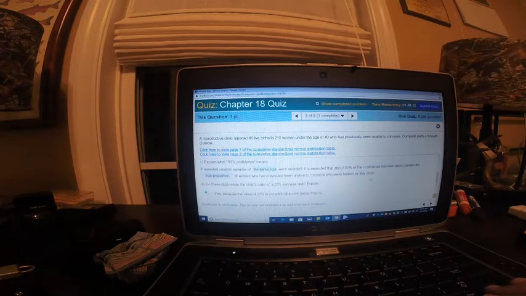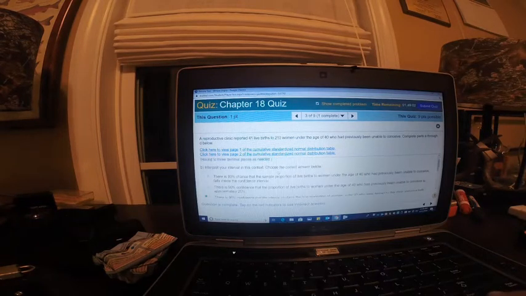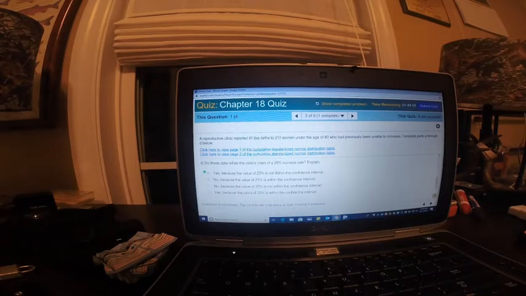Do the data refute the clinic's claim of a 25% success rate? Explain. Before we answer that, our confidence interval says that the success rate is somewhere between 15% and 24%. So it is actually lower than that 25% success rate. So yes, it does refute the claim of 25% success, because the value of 25% is not within the confidence interval. That's how you should have answered that one.